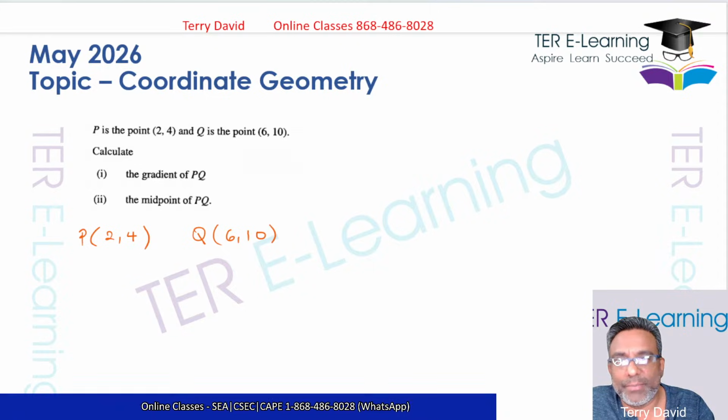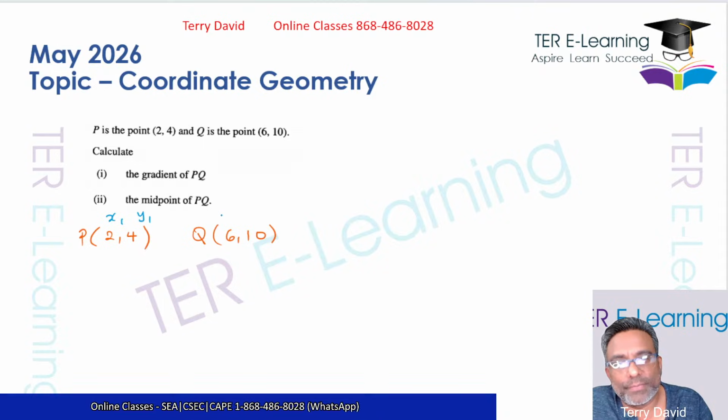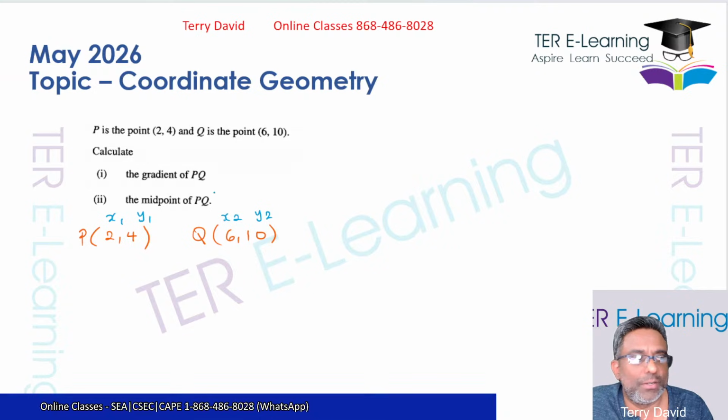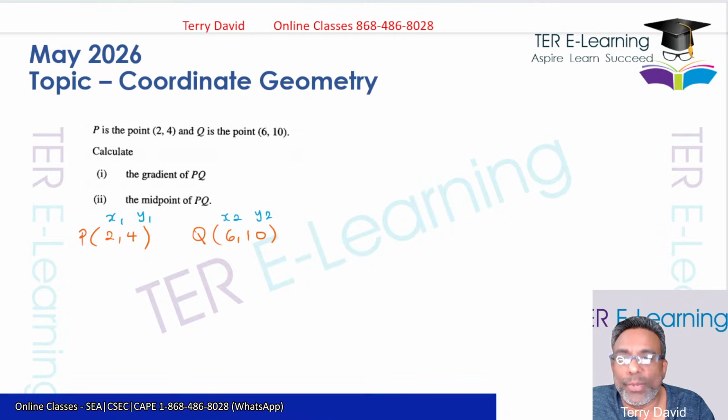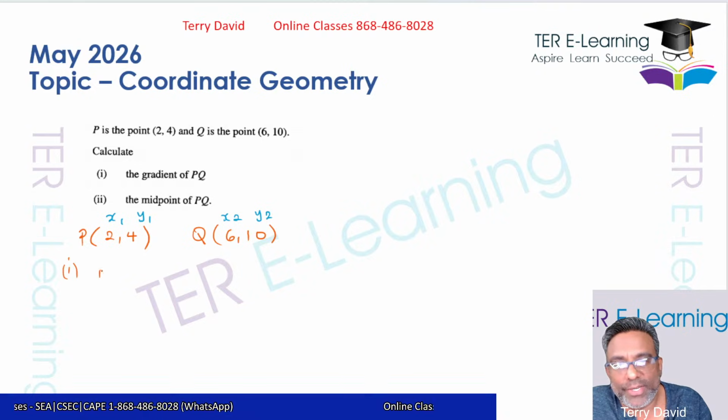So in this case here, before we do anything, let's label. Let's call this x1, y1. Let's call this x2, y2. Always do that first. Okay. Next thing we are going to do now, we are going to work out the gradient. So this is part 1 here. So the gradient m is given by this formula, y2 minus y1 all over x2 minus x1.